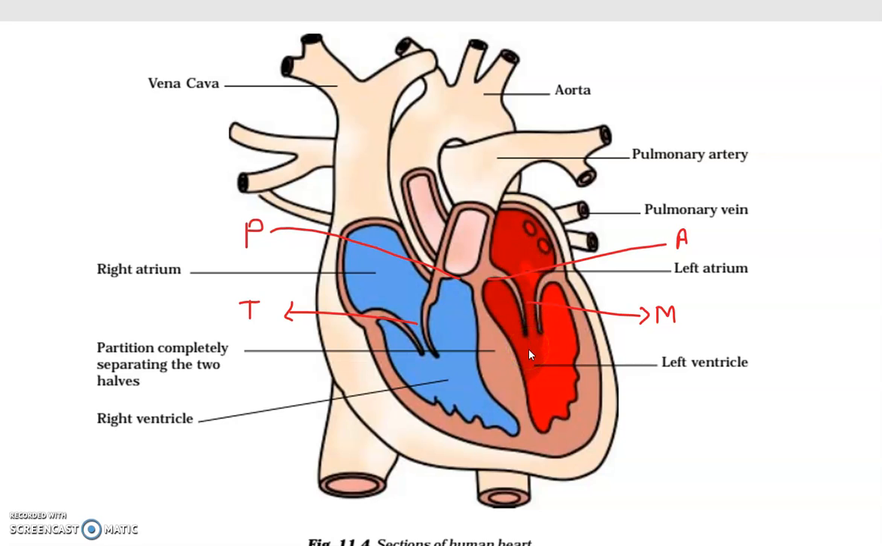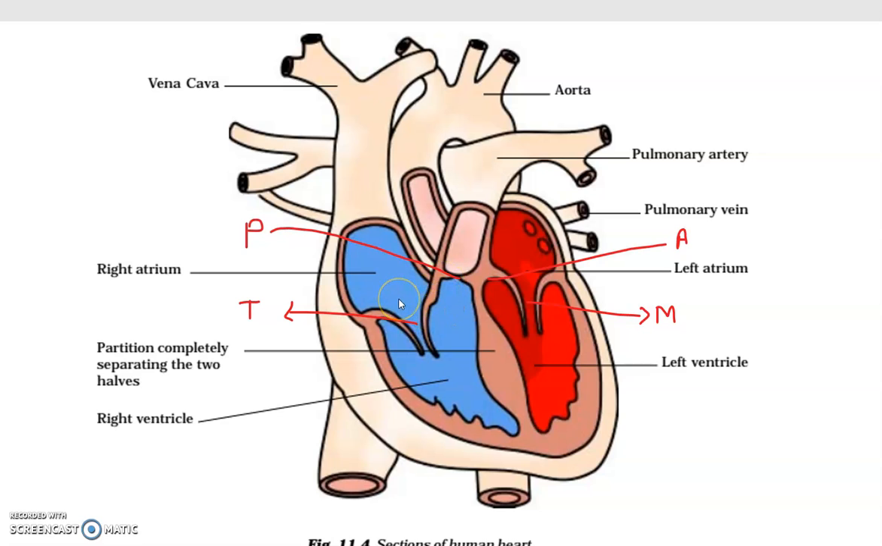So the two auricles contract first, from this part to this part. That is, right auricle to the right ventricle, and from the left auricle to the left ventricle. And after a fraction of a second, these two ventricles contract. Now, when they contract, the blood flows from here into the pulmonary artery, and from the left ventricle, the blood is flowing to the aorta.